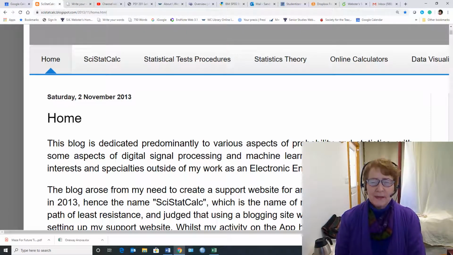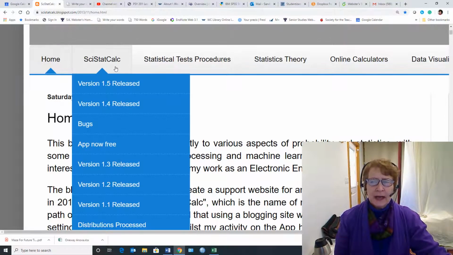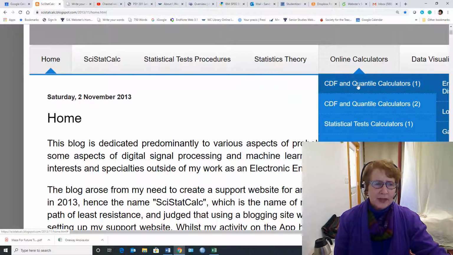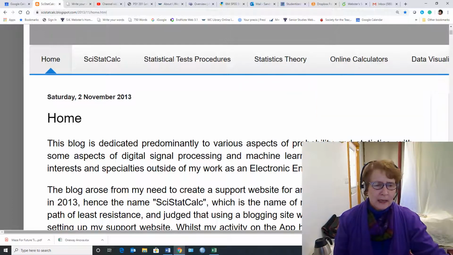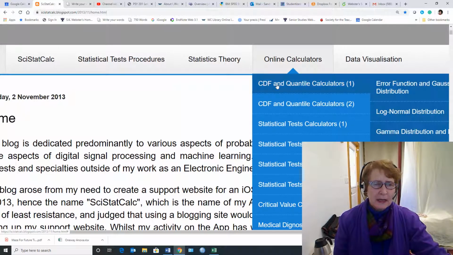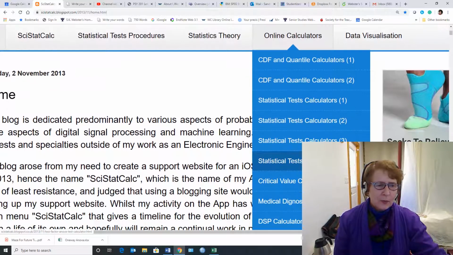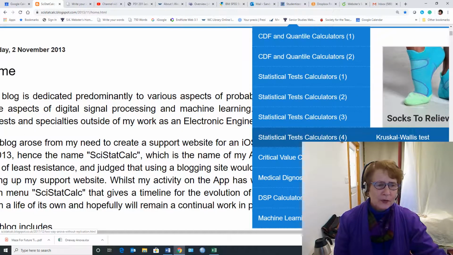This video demonstrates how to use SciStatCalc to calculate a repeated measures analysis of variance. So I'm going to the online calculators, and the analysis of variance calculators are in 4. And so we are going to do the two-way ANOVA test without replication.